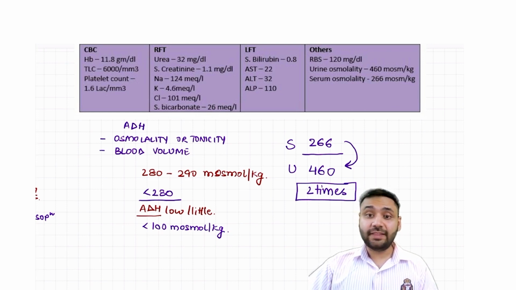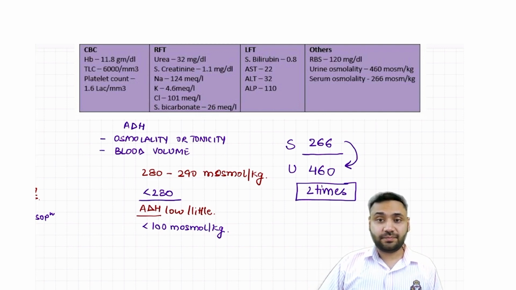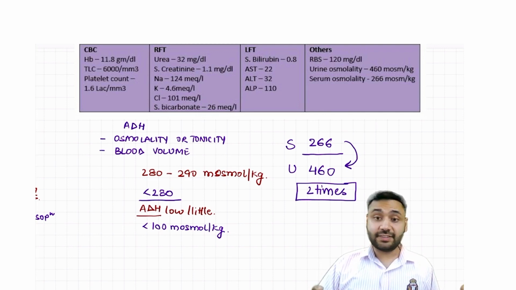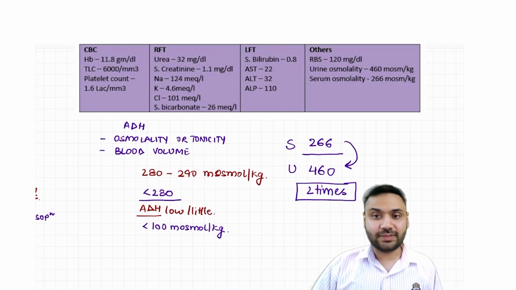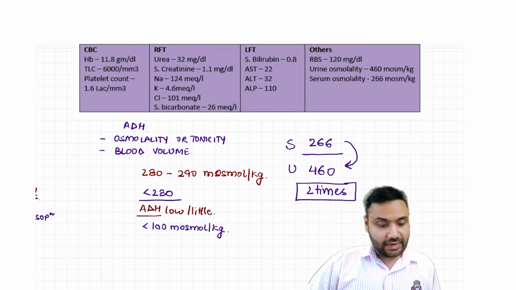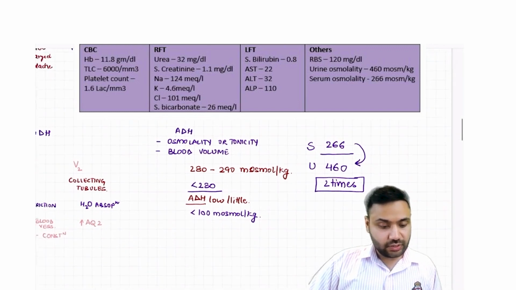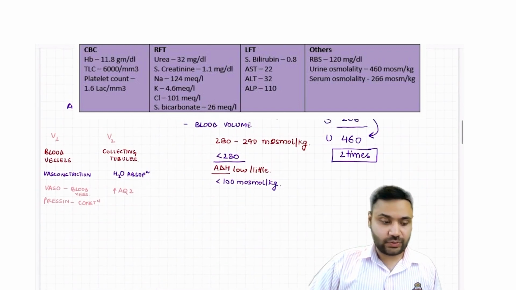So I hope this is clear to everyone. So we have discussed that syndrome of inappropriate ADH secretion causes high levels of ADH, which concentrates the urine to the extent that it is almost 2 times the serum osmolality, right? So let's approach what are the causes of SIADH.